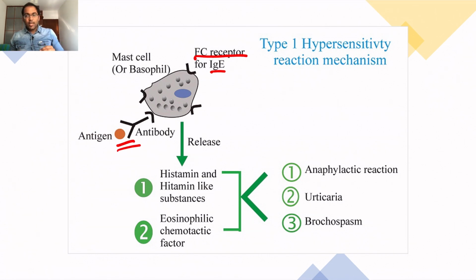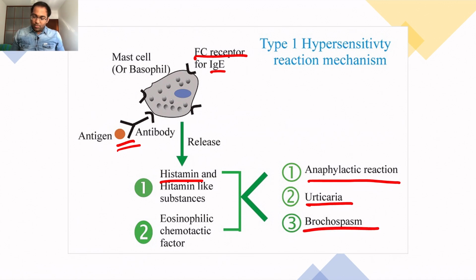So the IgE antibody which was present on the mast cell will bind the antigen, and as soon as the binding takes place, there will be a release of histamine and histamine like substances, as well as eosinophilic chemotactic factor. Now both of them will lead to an anaphylactic reaction. It might lead to a urticaria. Urticaria is basically a skin reaction or a skin rash. And the third, bronchospasm. So these are the 3 things that we could expect once a mast cell is degranulated.